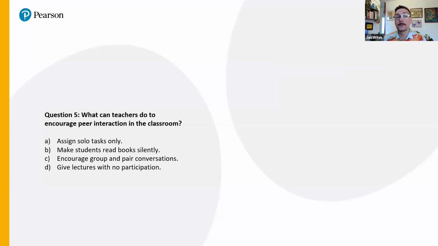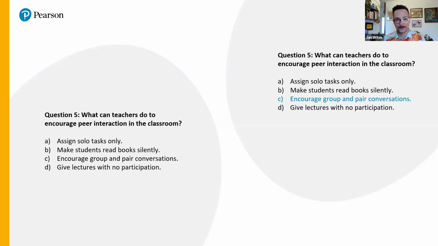And question number 5. What can teachers do to encourage peer interaction in the classroom? Assign solo tasks only, make students read books silently, encourage group and pair conversations, give lectures with no participation. 5, 4, 3, 2, 1. The answer is C. Encourage group and pair conversation. That's very, very important. So I hope you've had all of the answers correct.